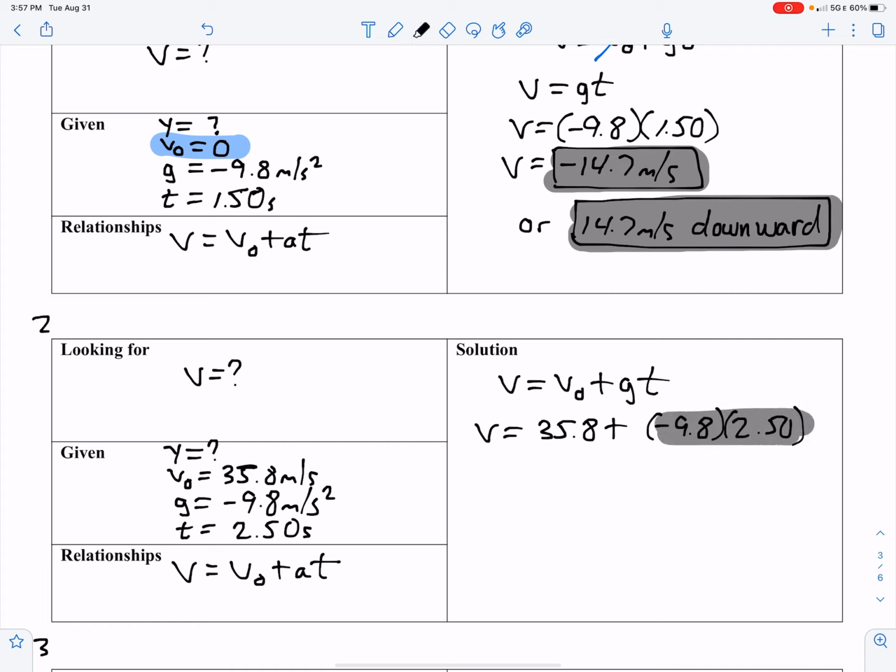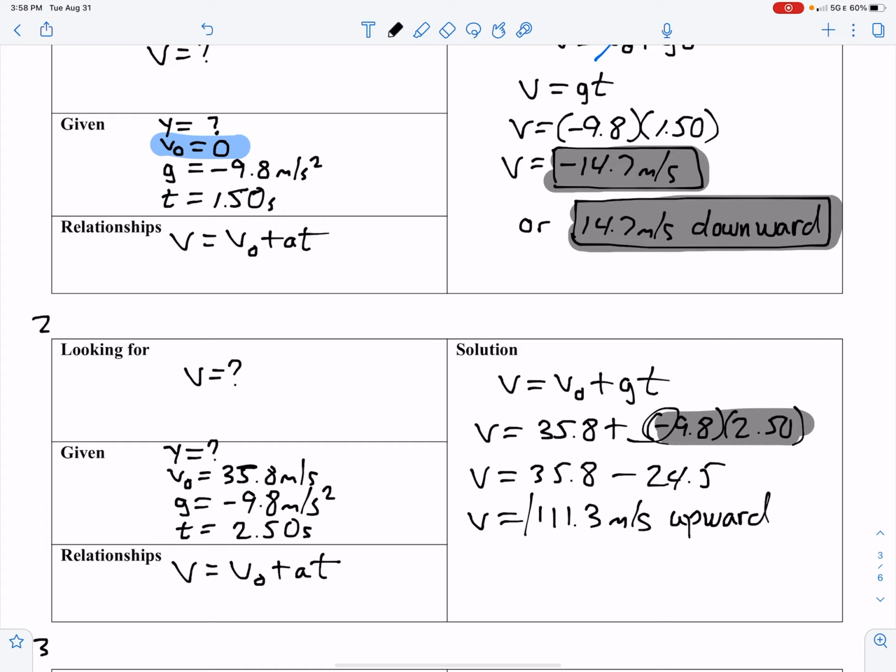We have to remember to take care of the multiplying first. So if we multiply those first, we get 35.8 minus 24.5. Then when we subtract those two, we will get 11.3 meters per second. Since the answer is positive, the velocity is upward.